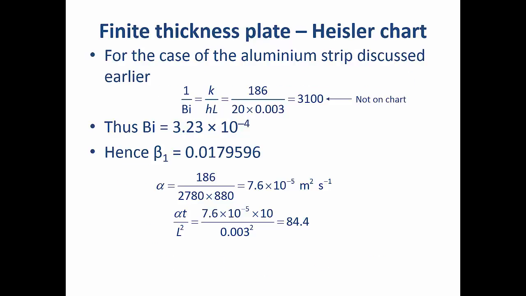If we now consider the case of the aluminium strip discussed earlier, 1 over the Biot number in this case turns out to be 3100. That's not on any of the charts that we're dealing with. That means the Biot number equals 3.23 times 10 to the minus 4. But of course we can work through things fully mathematically, and in this case it turns out for that value of the Biot number, the value of beta 1 is 0.0179596. For a time of 10 seconds, alpha T over L squared is 84.4.